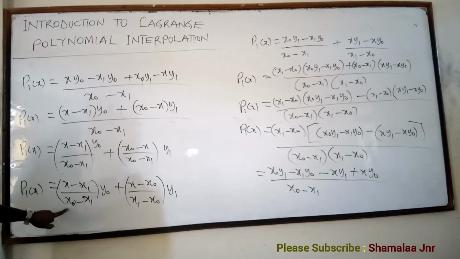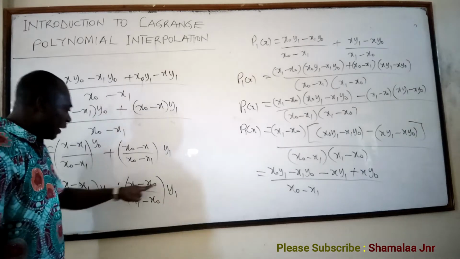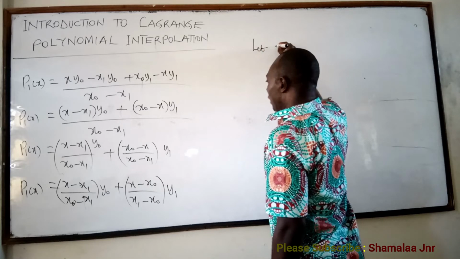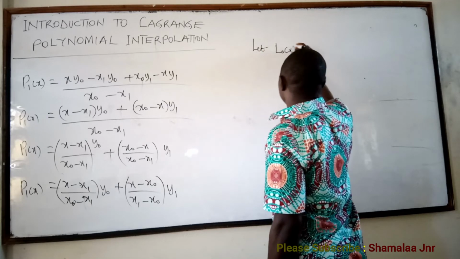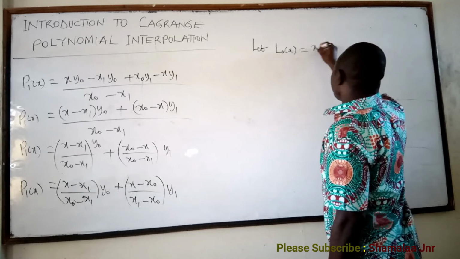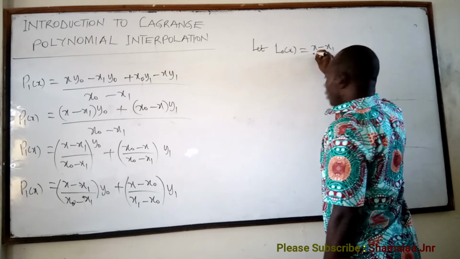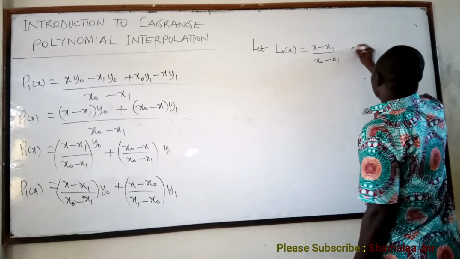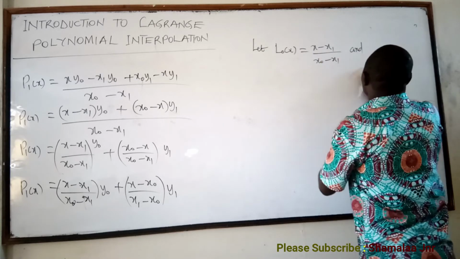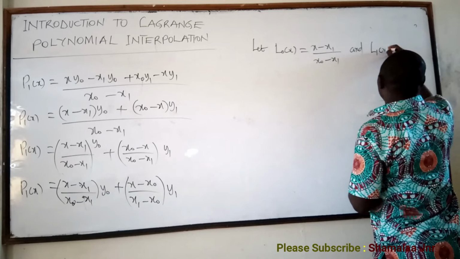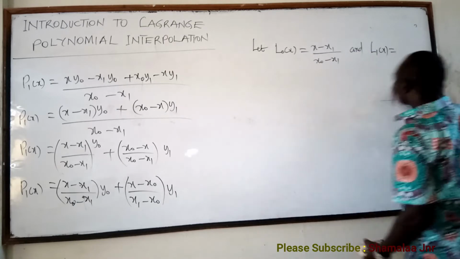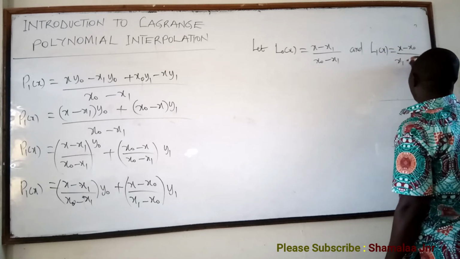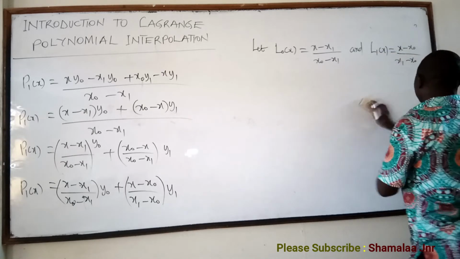And then this is s0. Isn't it? This is x, s0, s1. Next, let m0 of x be equal to x minus x1 all over x naught minus x1, and let L1 of x be equal to x minus x naught all over x1 minus x naught, isn't it?